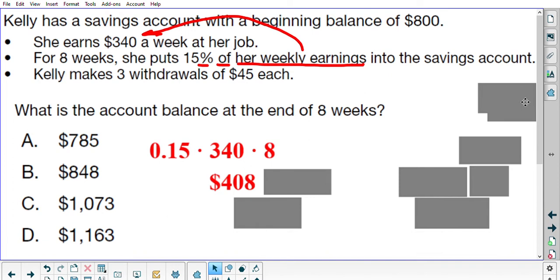And by the way, there are a couple different ways of doing your work here. Some kids would do 340 times 8 first. Other kids might do 0.15 times 340 first. Commutative property of multiplication: the order really doesn't matter for your multiplication here.